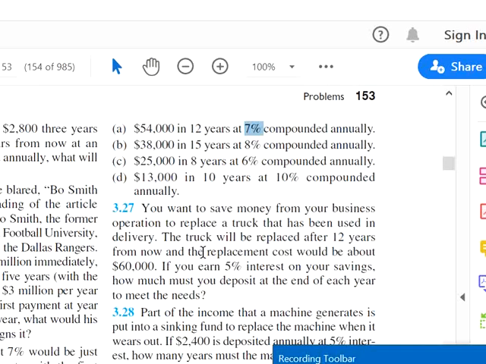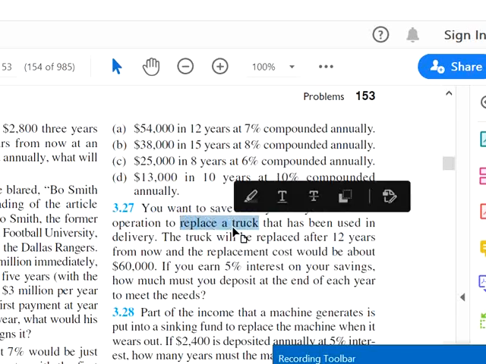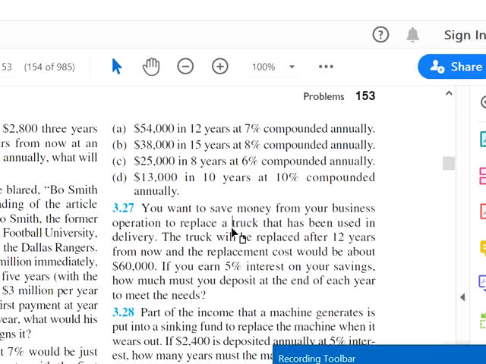Now you want to save money, 27, from your business operation to replace a truck or machine, whatever. Now it's a business scenario, a situation in your daily life. As an engineer you have to make a decision, right? What is the situation here? That you want to save some money now from your business so that you can replace a truck when it is due. Now the truck will be replaced after 12 years.